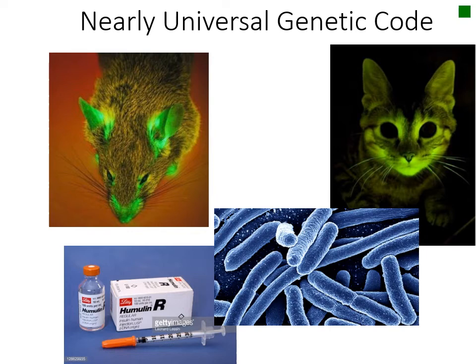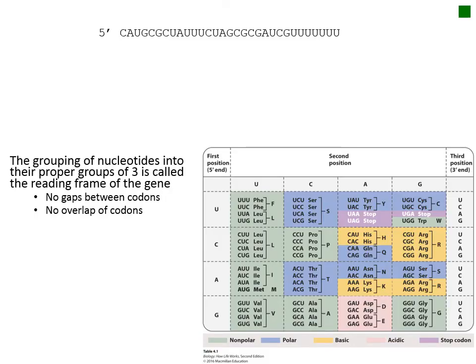Another good example of the universal nature of the genetic code is the insulin used by diabetics to control their disease. This insulin is actually produced by E. coli. The DNA sequence of the human gene for insulin can be inserted into E. coli's chromosome, and E. coli can produce human insulin because of the universal genetic code. So now we will go back to the RNA sequence we transcribed previously and use the codon chart to properly translate it into the amino acid sequence of its encoded protein.